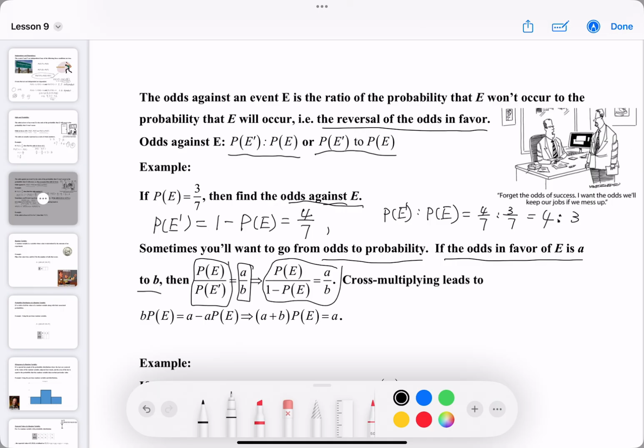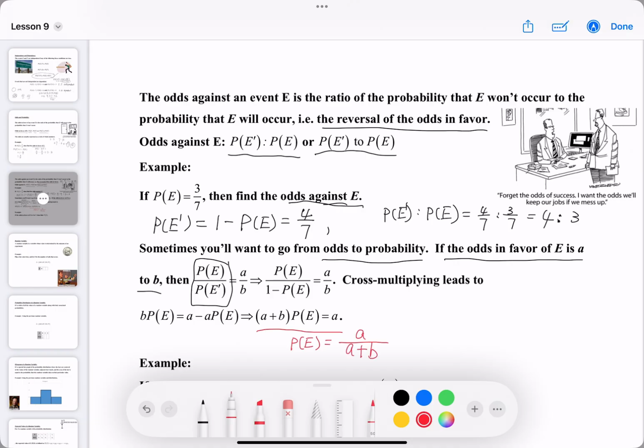That is also A over B. If I do the cross multiplication, then P of E times B equals A times 1 minus P of E. If I simplify that, we have A plus B times P of E equals A. And also, I can isolate P of E by dividing both sides by A plus B. We have A over A plus B.